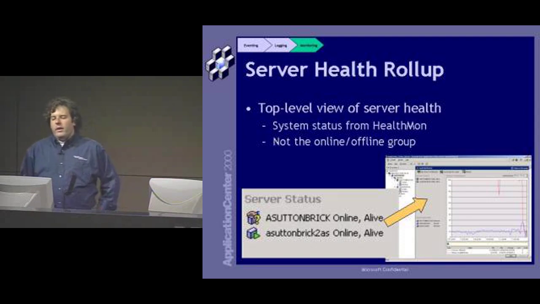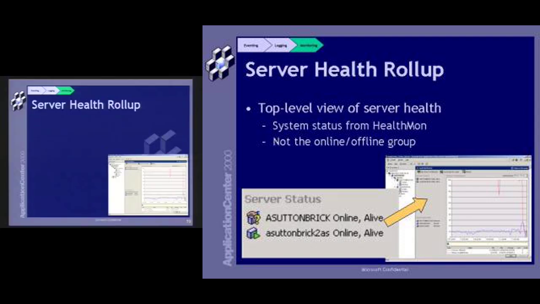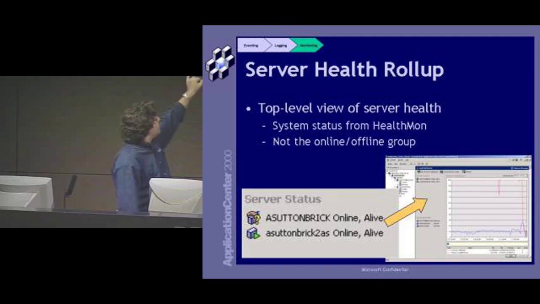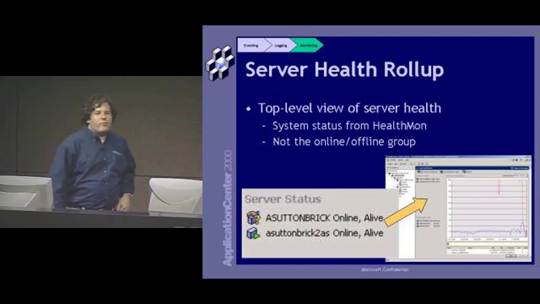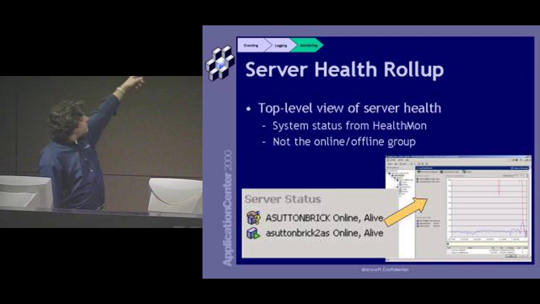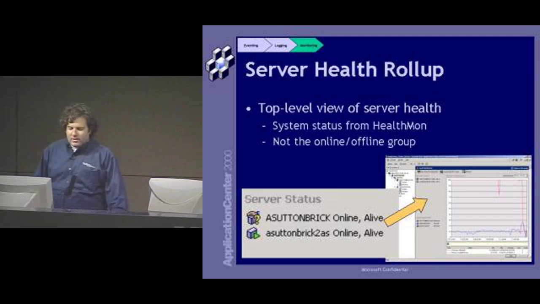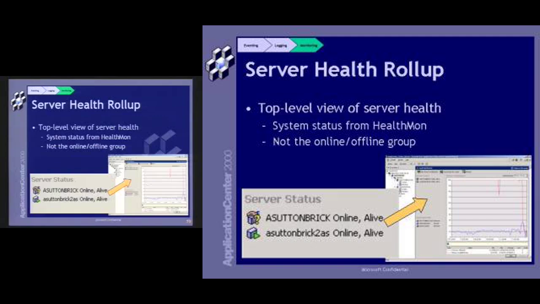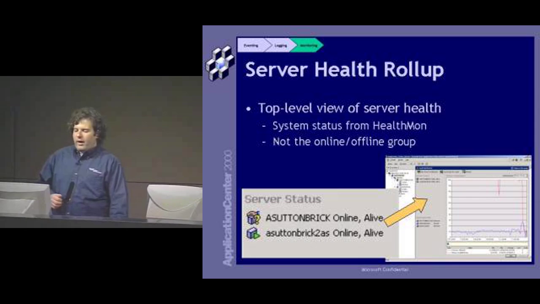We also give you a couple of views of the HealthMon data in the AppCenter UI. The first is the server health roll-up, which is this little view in either the cluster or the server view. The icon represents the HealthMon status. In the top case, unknown status. In the bottom case, good. This is the system status from HealthMon, the overall health of the server, not the online/offline group.